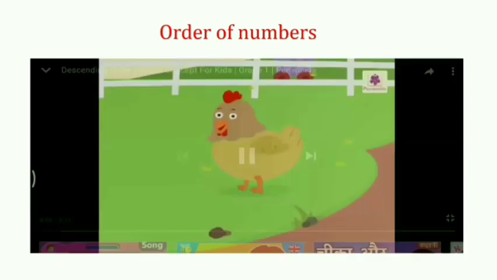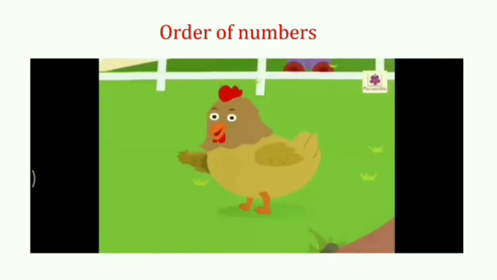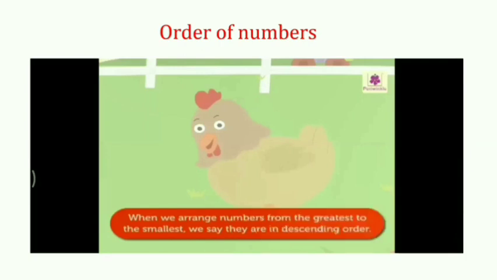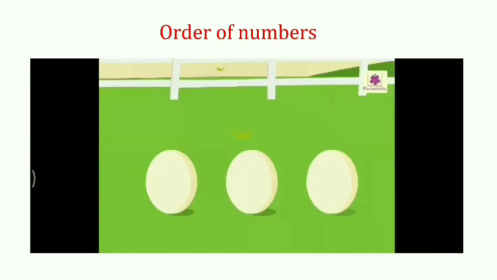Let's learn about the descending order with Daisy the hen. What do you mean by descending order? When we arrange numbers from the greatest to the smallest, we say they are in descending order. Look at the eggs. Each egg has a number written on it in the form of tens and ones. The numbers are 11, 17 and 15. Let's arrange 11, 17, 15 in descending order with the help of Daisy the hen.